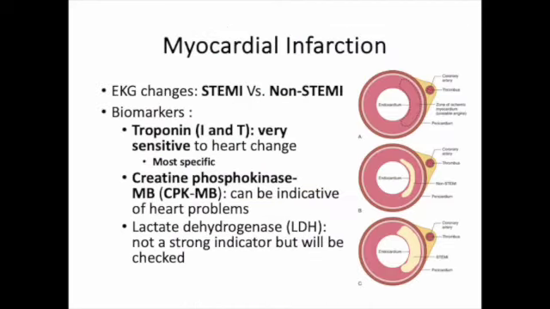So here it is again, this slide with this picture, but now I wanted to bring your attention to the biomarkers. Troponin I and T, these are very sensitive to heart change, and they are more specific. Troponin is going to be more specific than creatine phosphokinase-MB, or more commonly referred to as CPK-MB. Though this can tell you that there's heart issues, this is going to tell you that there have been these vessel wall changes.